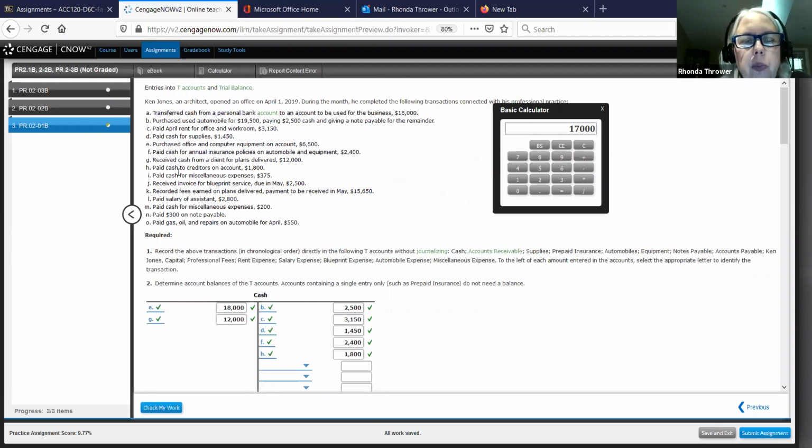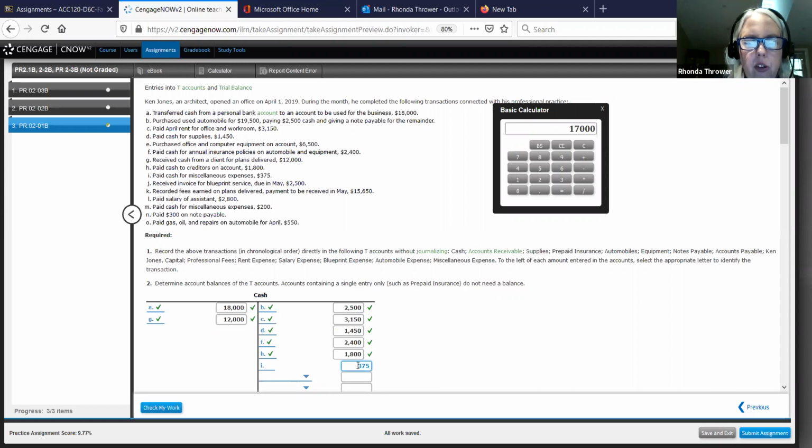So in H, my cash went down, which was an asset. My liabilities, accounts payable, went down by the amount of $1,800. In I, we paid cash for miscellaneous expenses. Again, I paid out my cash, so my cash is going to be decreasing. It's going to decrease in the amount of $375.